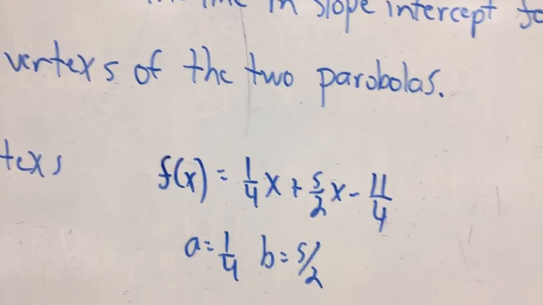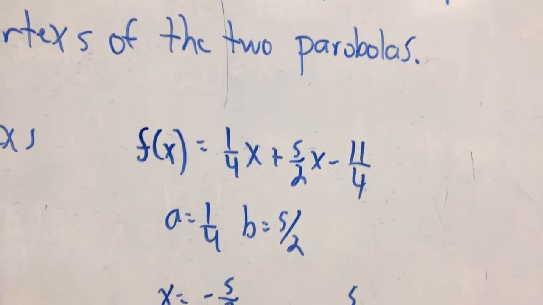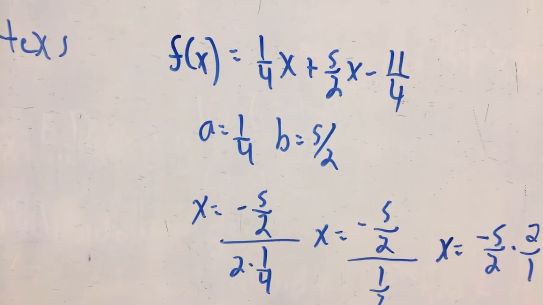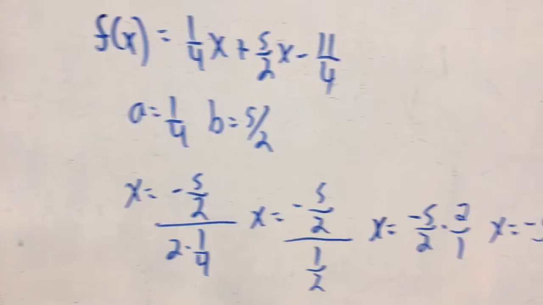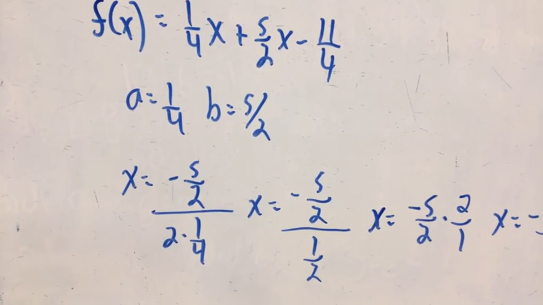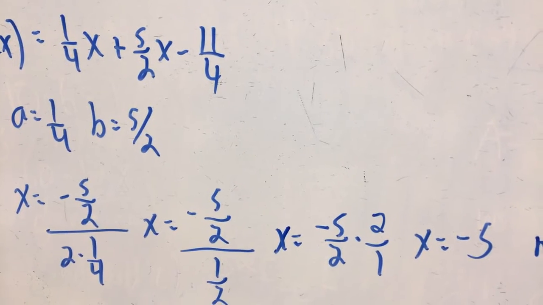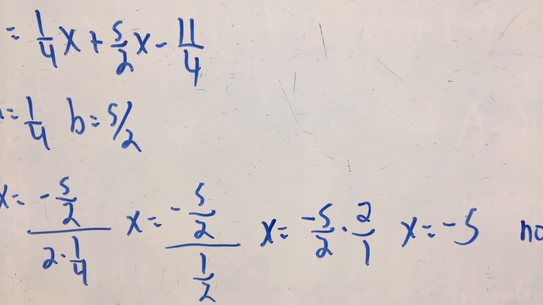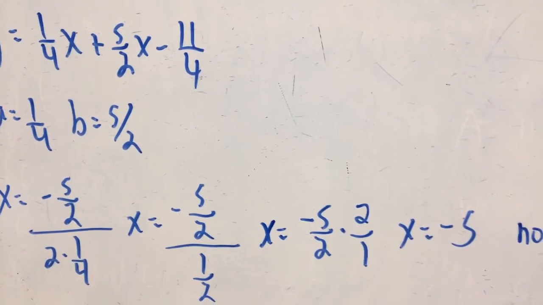So f of x is equal to 1/4 x squared plus 5 halves x minus 11 fourths. So a is equal to 1/4 and b is equal to 5 halves. So x is equal to negative b, negative 5 halves, all over 2 times 1/4. Well, negative 5 halves over a half, invert and multiply, and the x value of the vertex is negative 5. That's the axis of symmetry. X is equal to negative 5. That is also the x value of your vertex.